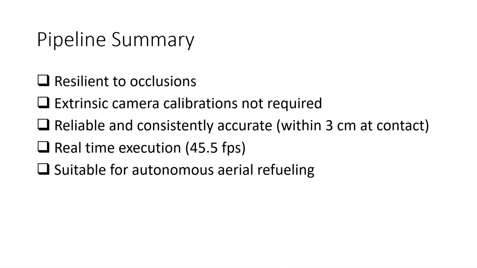Overall, results show our relative vectoring pipeline is resilient to occlusions, does not require any extrinsic camera calibrations, is reliable and consistently accurate to within 3 centimeters at contact, and runs at least 45.5 frames per second, making it suitable for autonomous aerial refueling.